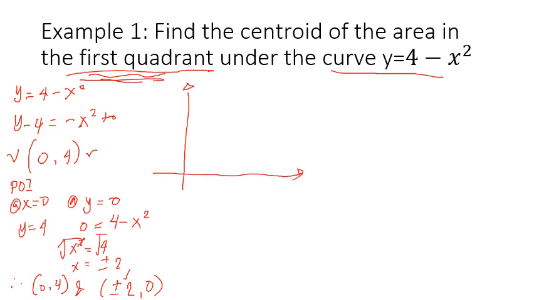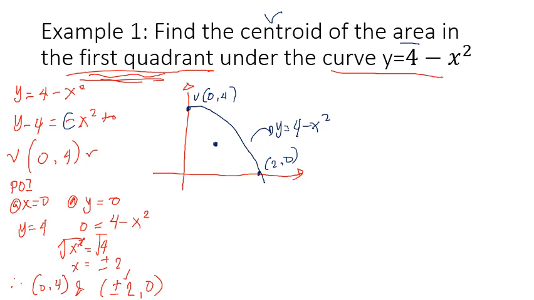Our curve is facing downward because we have a negative latus rectum here, and the vertex is at, let's say this point here, 0, 4, and this point here is at 2, 0. So this is our curve, which is y equals 4 minus x squared. Our goal is to find the centroid, which is somewhere located here. Let's say it's like here. The first thing that you need to do is to get the area of this bounded region.